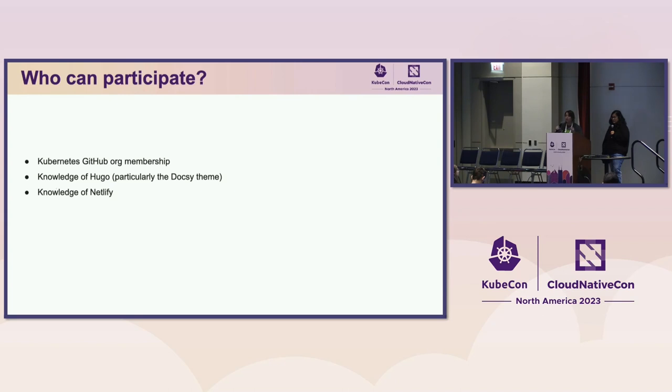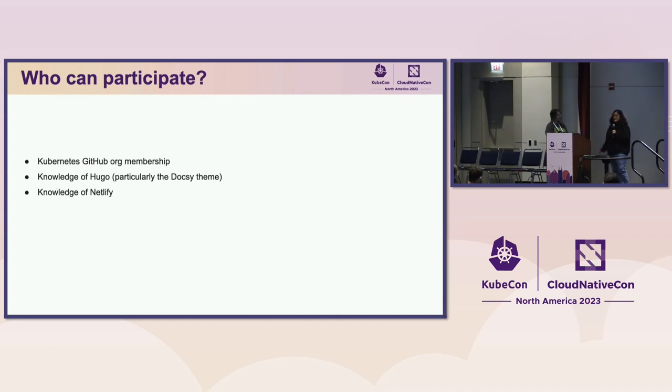Knowledge of Hugo, we definitely need this too, particularly the Docsy theme, which is what the Kubernetes website uses, and naturally, but we had to write it in case it wasn't obvious, knowledge of Netlify as well. So if you have two out of three of these things and you're willing to acquire the third, come and talk to us. We absolutely want to hear from you.